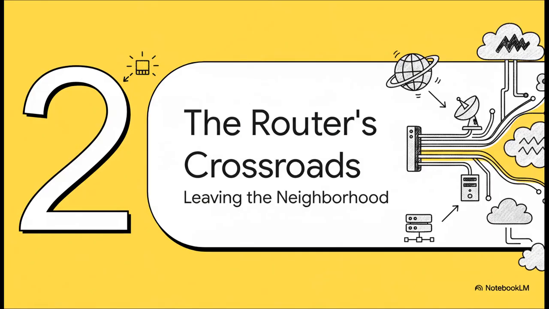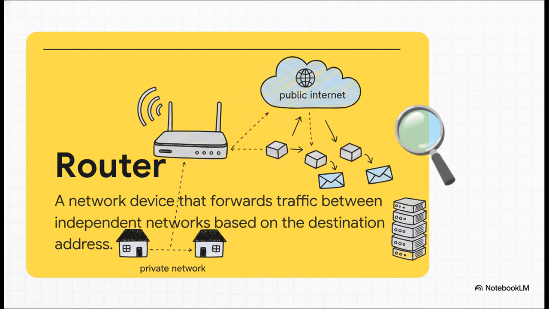Okay, so our packet has used ARP to find the MAC address of its first destination, the gateway router. It is now time to leave the cozy local neighborhood and head out onto the wild, vast expanse of the internet. Your router is, for all intents and purposes, the post office for your local network. It sits right at the edge, collects all the outgoing mail, all those packets, and then it figures out the best way to send them on their way. It's the gatekeeper between your private network and the public internet.